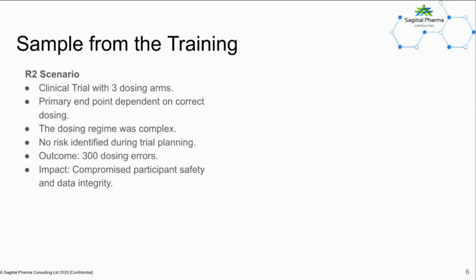Let's look at the impact. From a participant safety perspective, incorrect dosing led to underdosing, ineffective treatment, and overdosing, IP toxicity, or adverse events. Where high doses of the IP were given instead of a low dose, participants experienced side effects, some required hospitalization, or there were withdrawals from the study.